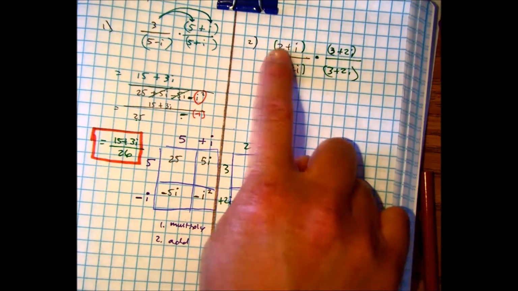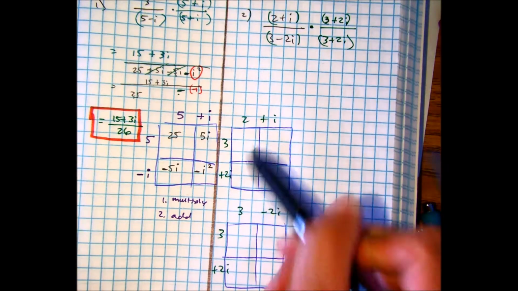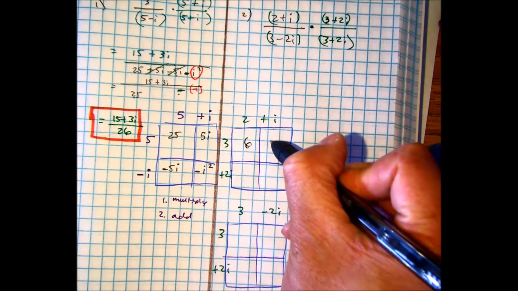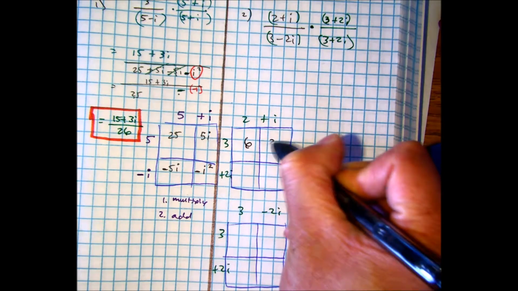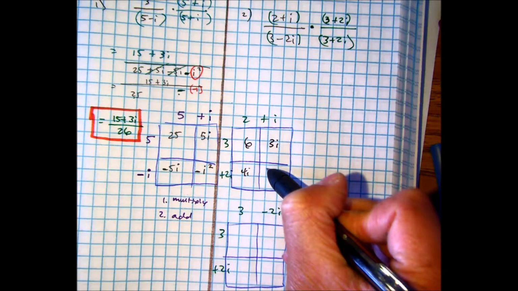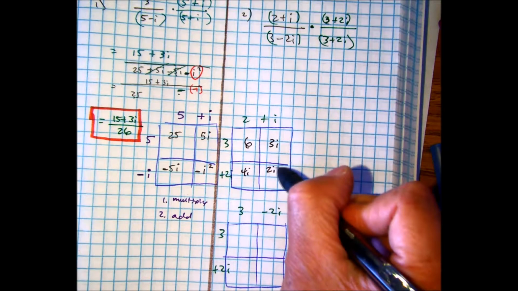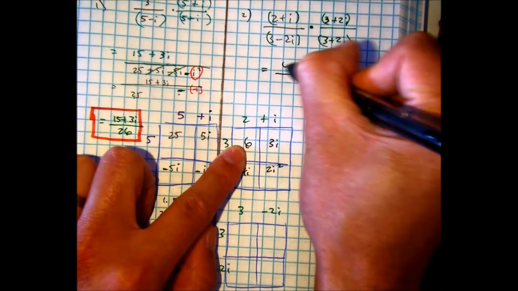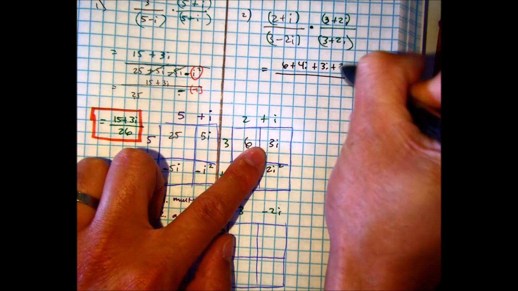Taylor, let's go ahead and multiply the numerator. Taylor, what goes inside that box? 6, 4, 3, 2. So he said 6 plus 4i plus 3i plus 2i squared.